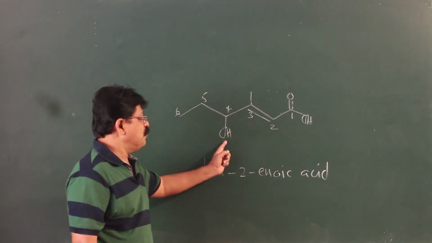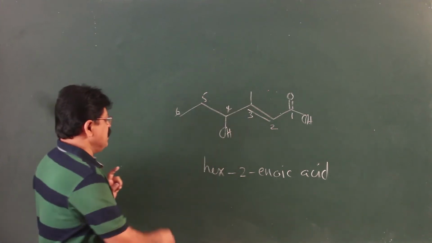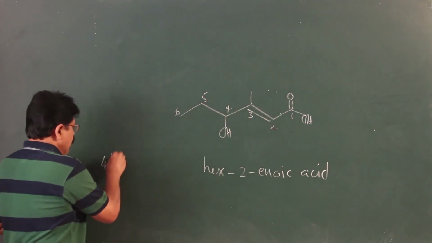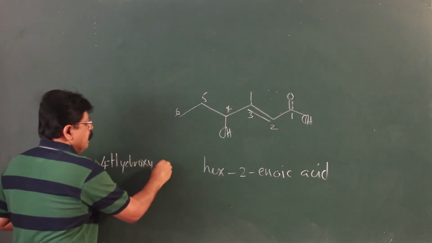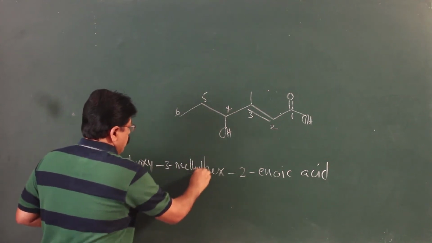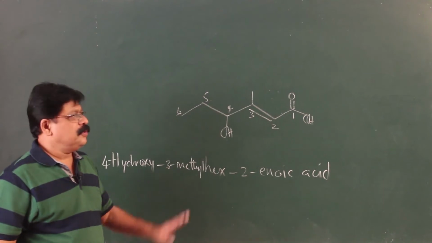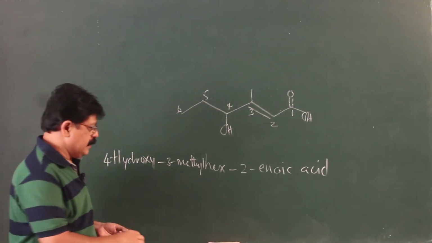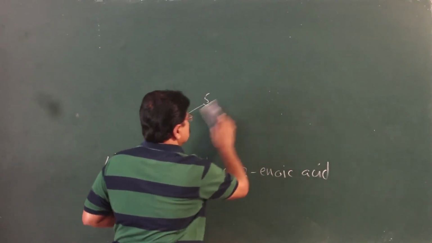So, you have a hydroxy, you have a methyl. We know alphabetically H comes first. So, it is 4-hydroxy-3-methylhex-2-enoic acid. So, this is how you tackle organic compounds which have got more than one functional groups.